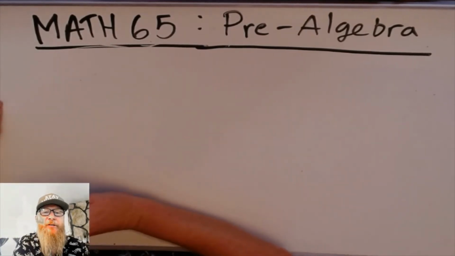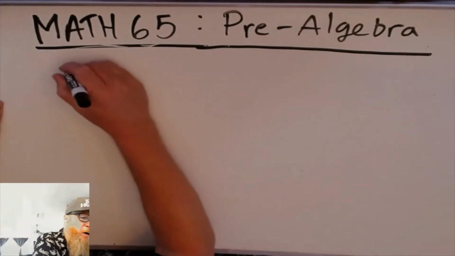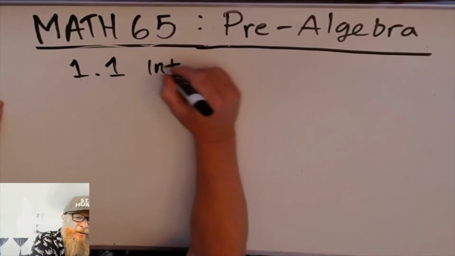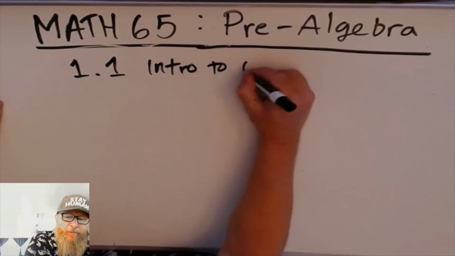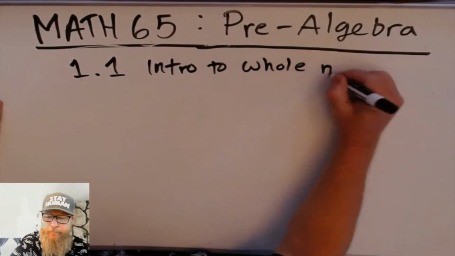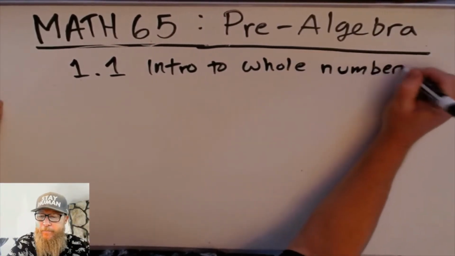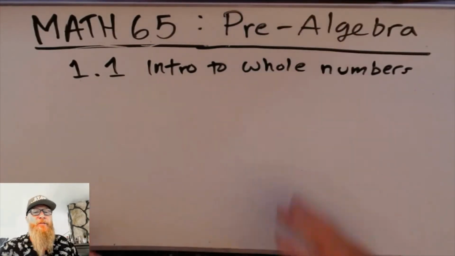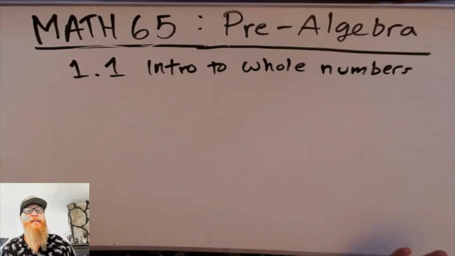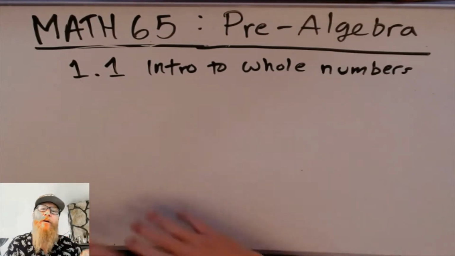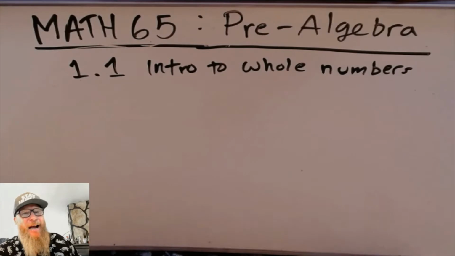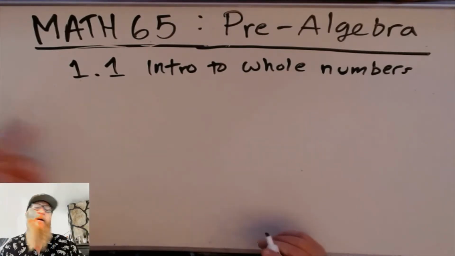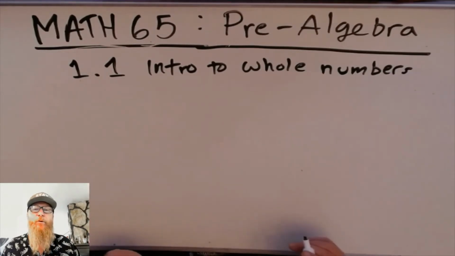Without any further ado, we'll begin with Chapter 1, Section 1.1, the Introduction to Whole Numbers. Not a lot of content in terms of complexity in this section. It's mostly vocabulary, learning the terminology, getting used to how I lecture and how I disperse the information, and then you get in there and do the homework assignment associated to 1.1.